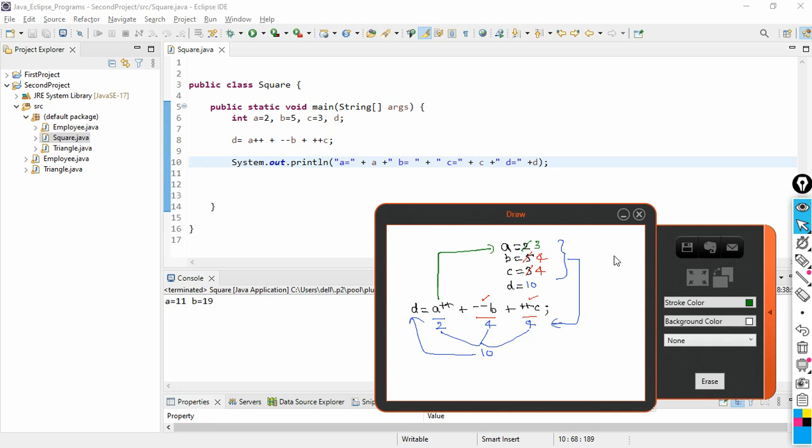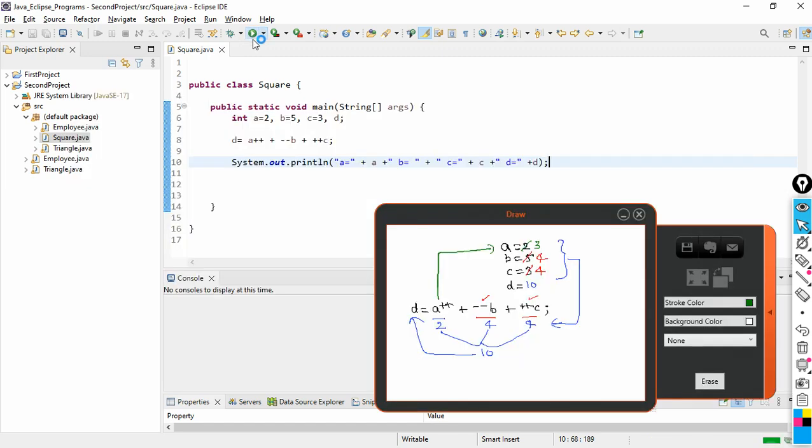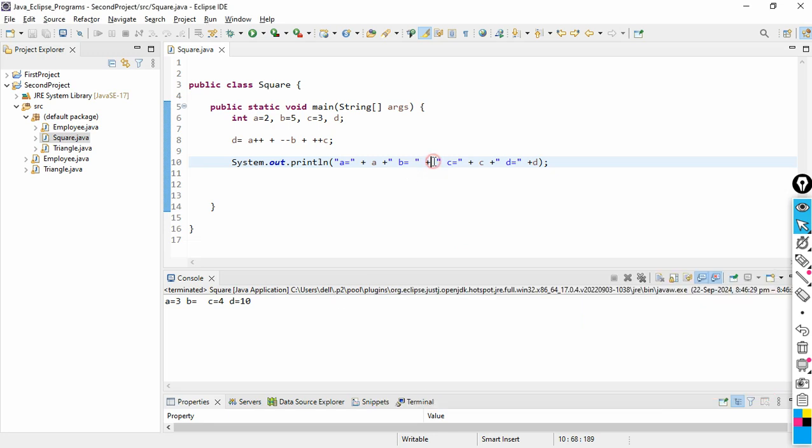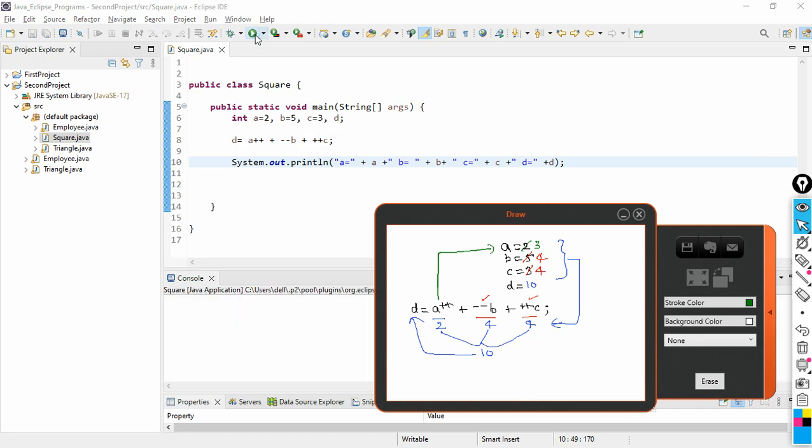So what is the output? A is 3, B is 4, C is 4 and D is 10. Let us see whether you are getting the same answer or not. I run the program and I also show the output. See, the same value you got. A is 3, B is what? Here I didn't print the B value, so I printed the B value. Now I run the program and see the output. Both are the same or not. A is 3, B is 4, C is 4 and D is 10. Yes, this is how it is going to work.